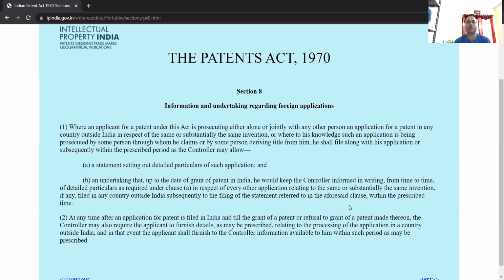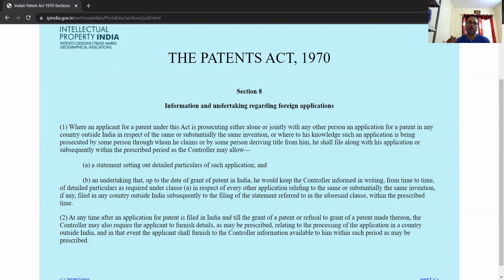We need to give the application details regularly, and that statement and undertaking is given in Form 3. So you may make a note that Form 3 is for Section 8, and the rule you need to refer to is Rule 12, Form 3, Rule 12. So there you need to give a statement and undertaking. Undertaking means I will keep the controller informed about all the stages from time to time.